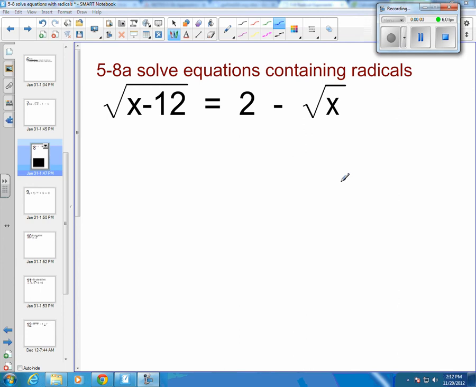Algebra 2. This is Chapter 5, Section 8. This is going to be solving equations containing radicals, but this is going to be an example 1 that does not work. And I want to show it to you graphically as well as mathematically.